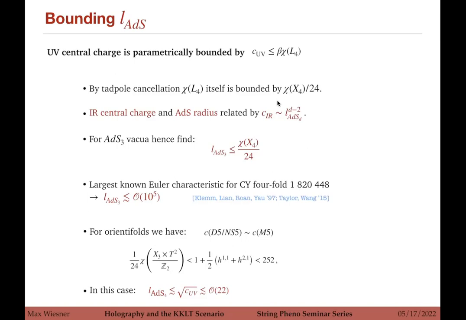For orientifolds, we can make a similar estimate of the central charge for the D5 and NS5 brane system, which should be proportional to the M5. And there, the Euler characteristic is bounded, by looking at the fixed point theorems, by 252. So we can get AdS radii of order 20. So in the F-theory case, one could say, okay, maybe we can really get relatively large AdS.